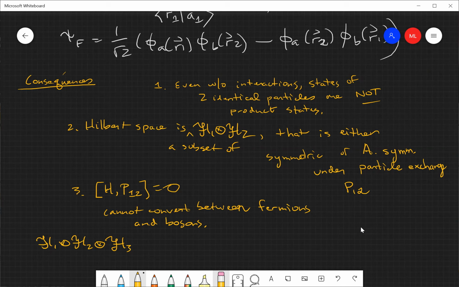But we'll talk about what happens when you combine spatial and spin degrees of freedom. Then, of course, you have to symmetrize everything, both the spin and the spatial part. So we'll see what happens with that next time.